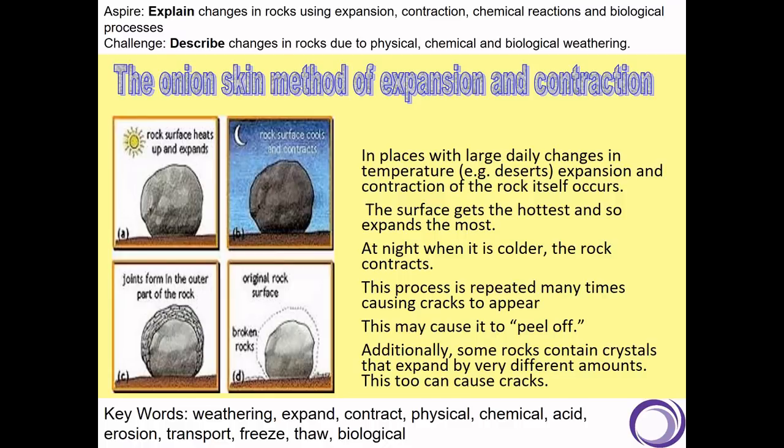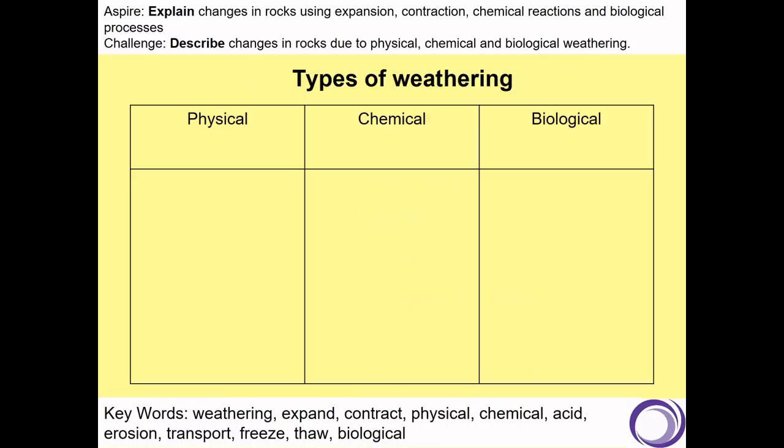In addition, if a rock is made of many different types of minerals that contain crystals, they may actually expand and contract at different rates, and therefore that can also cause cracks and cause bigger chunks of rock to be lost from the actual rock surface. So both of those types of weathering fall into the category of physical weathering, where we're relying on expansion and contraction of substances, either water or the rocks themselves, to actually break apart the larger rocks into smaller rocks.